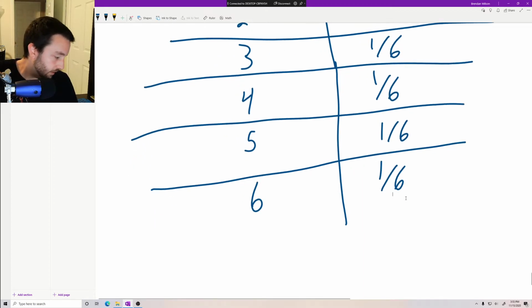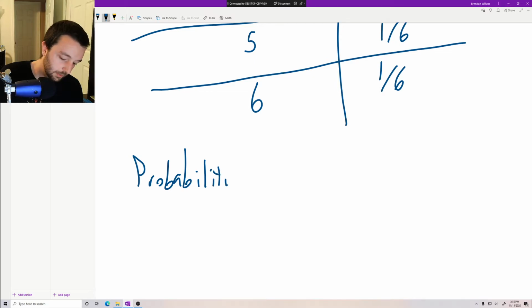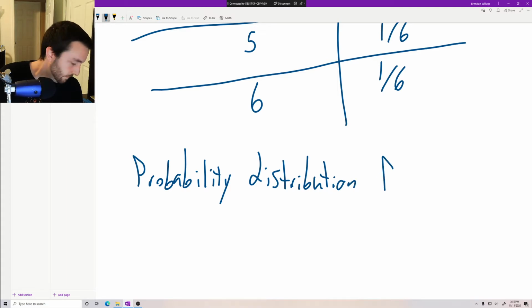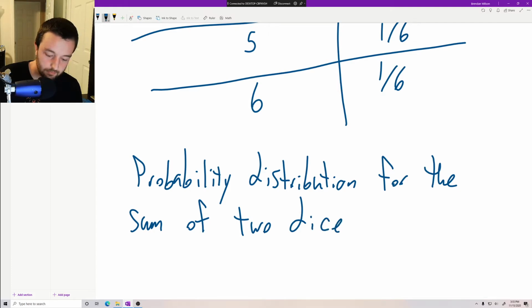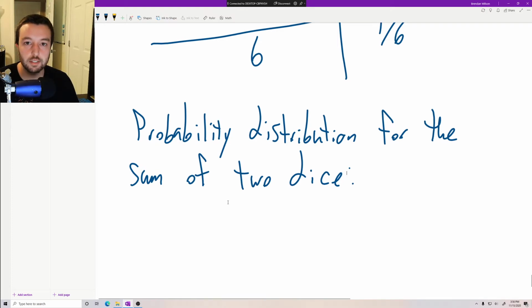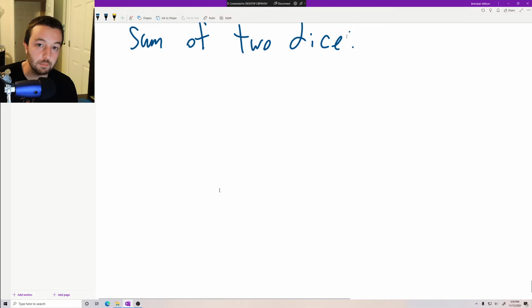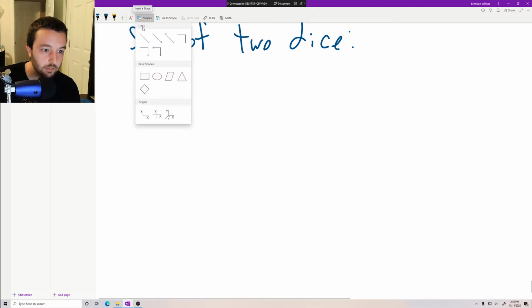Let's think about a little bit of a tougher problem. What about the probability distribution for the sum of 2 dice? Okay. So we roll 2 dice and we look for the sum. Okay. I think it's helpful to make a table with this problem. And then after that, we'll use that table to look at the probability distribution. Okay. Let me see if I can do this a little more neatly.